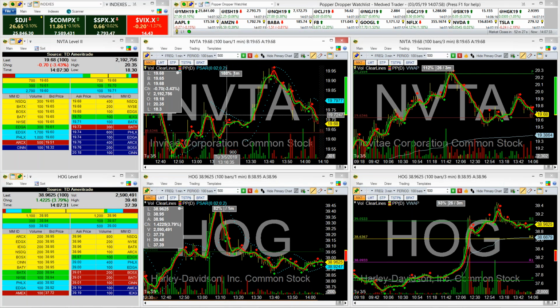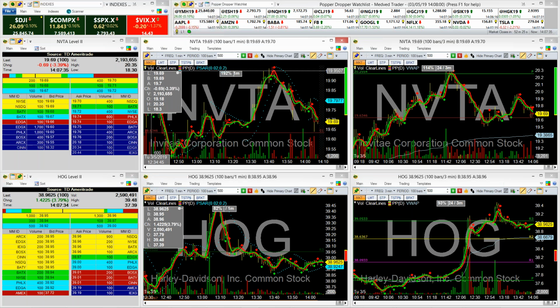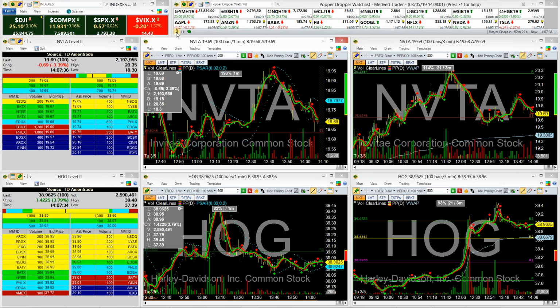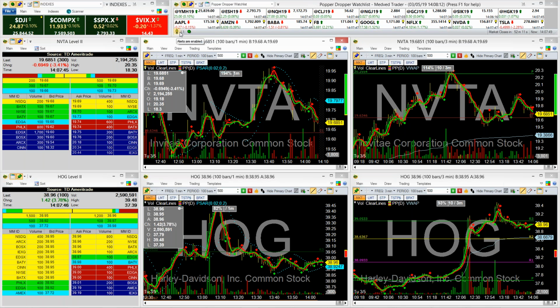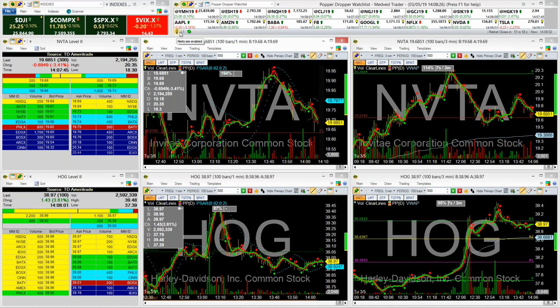This is a layout I built that has level two added into it, for those that want to use level two. So it's one chart less. No, I take that back. It's just a little smaller. No, that's the same popper dropper layout with the level two added.